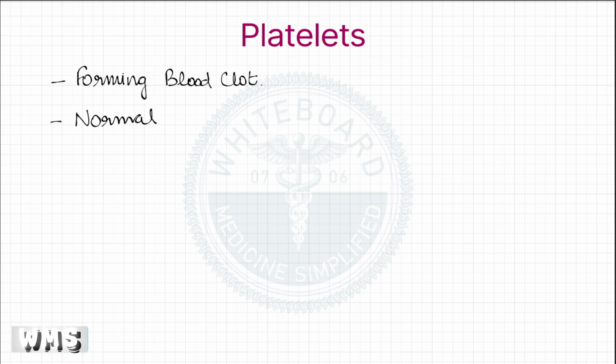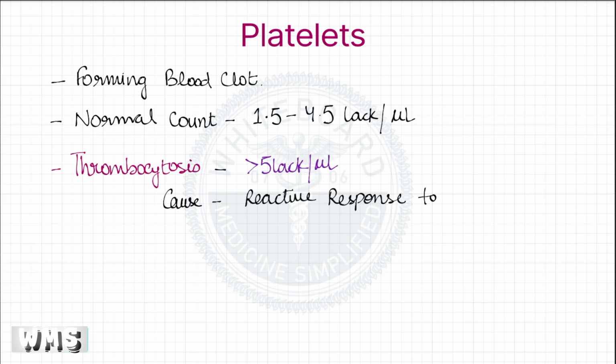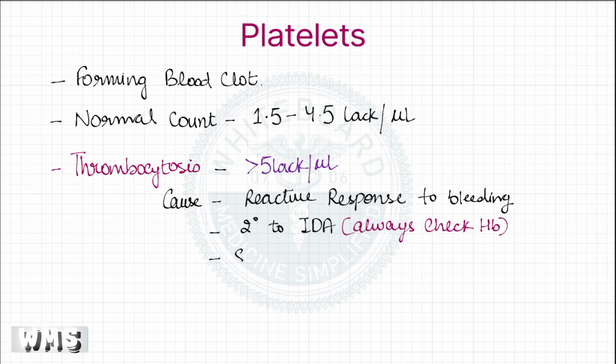The normal platelet count is between 1.5 to 4.5 lakh cells per microliter. Thrombocytosis refers to an elevated platelet count, typically above 5 lakh per microliter. Most often, it's a reactive response, seen after bleeding, surgery, infections, or in iron deficiency anemia. So whenever you see a high platelet count, always check the hemoglobin as well. It can also occur after splenectomy, during pregnancy, or as part of a primary bone marrow disorder.